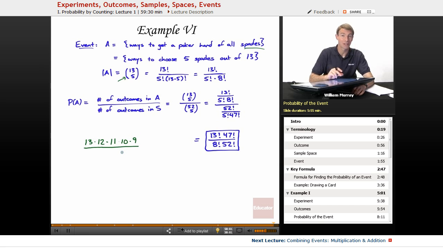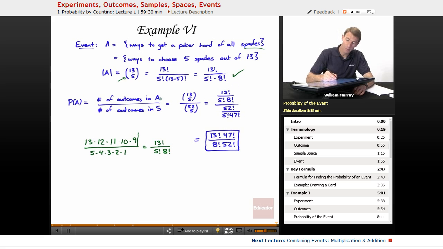But that overcounts because, again, the 5 spades could have come in any order. So the number of possible orders they could have arrived in is 5 times 4 times 3 times 2 times 1, which is 5 factorial in the denominator. And the numerator, we can cleverly write as 13 factorial divided by 8 factorial, because we're multiplying all the numbers down from 13, but cutting off all the ones down from 8. So that's another way to get to that same answer for the event that we're interested in.